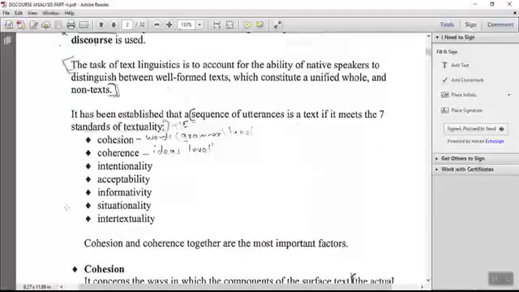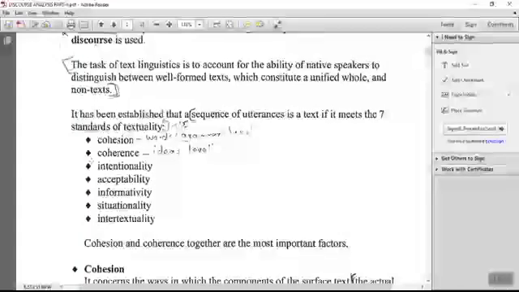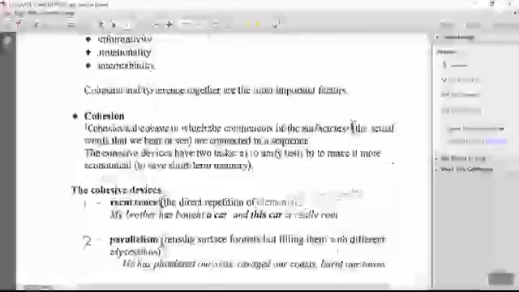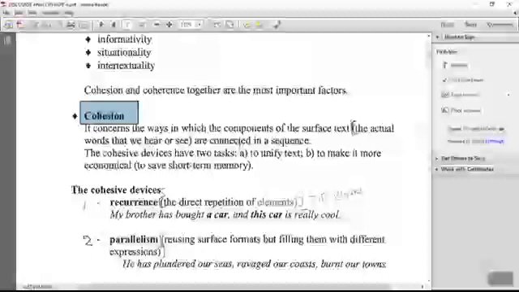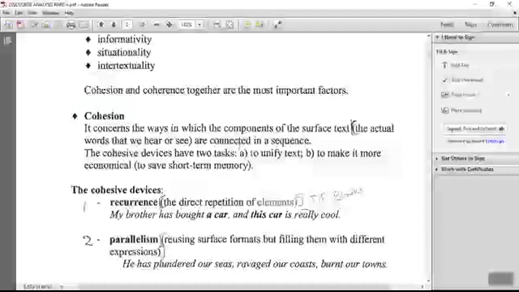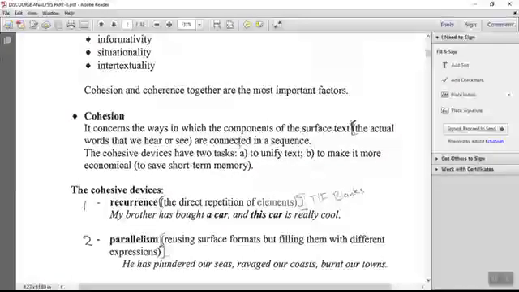Alright, we'll talk maybe in more detail about each of these 7 standards of textuality. Cohesion, we talked about grammatical and lexical cohesion. Now, cohesion in general concerns the ways in which the components of the surface text, that is, the actual words that we hear or see, are connected in a sequence. So when we talk about cohesion, we are talking about words and grammar.